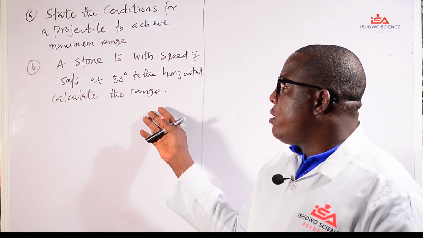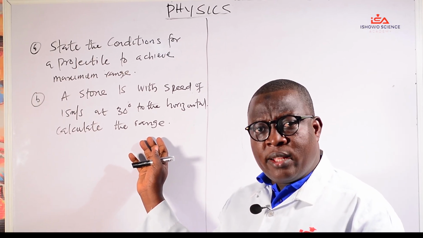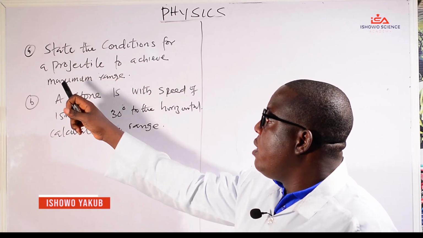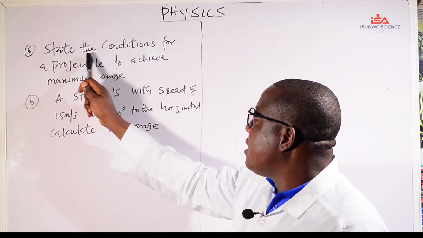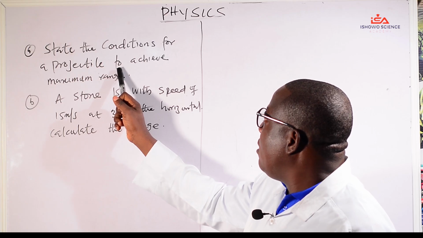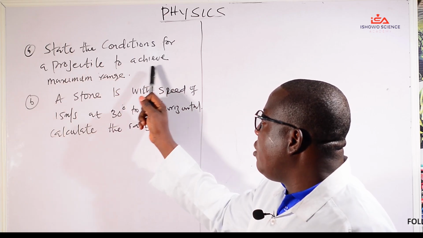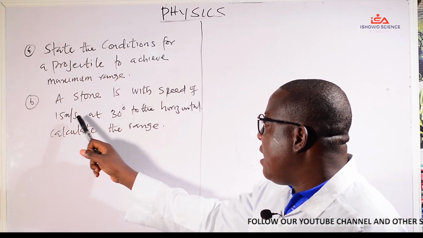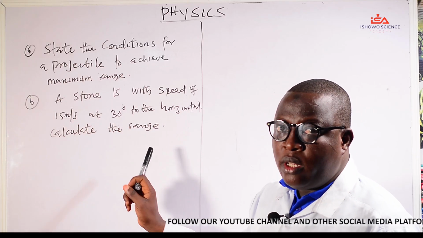So this question is from past questions, WAEC 2018 specifically. The question has parts A and B. The A part says we should state the conditions for a projectile to achieve maximum range. And the B part gives some values and asks us to calculate the range.